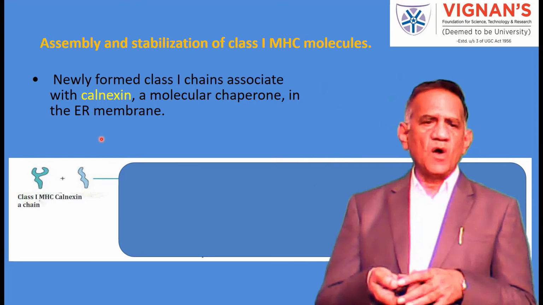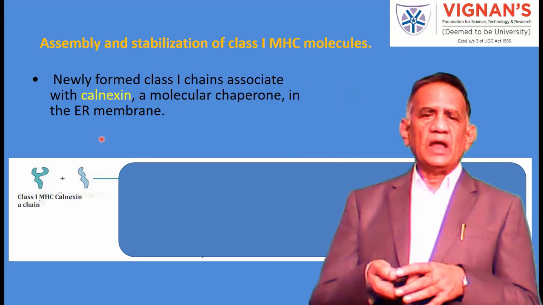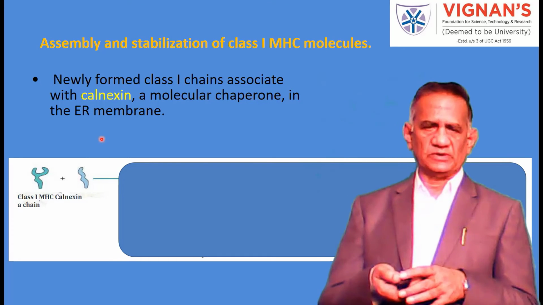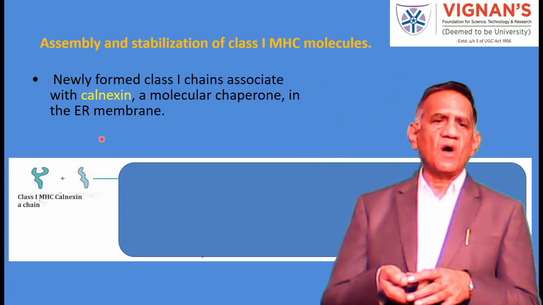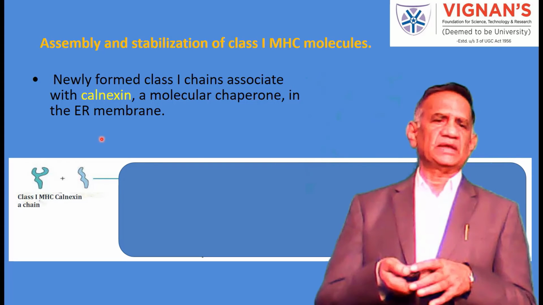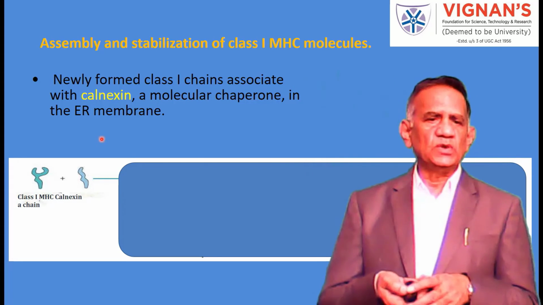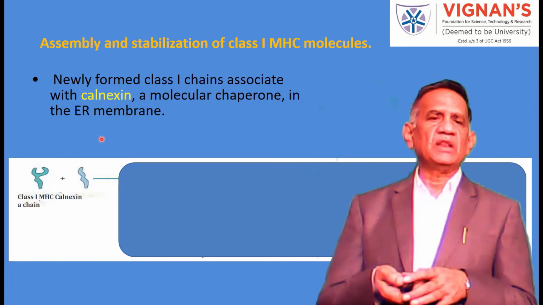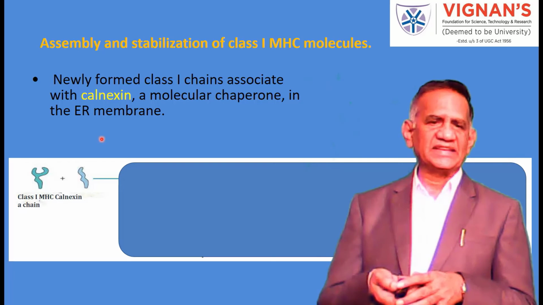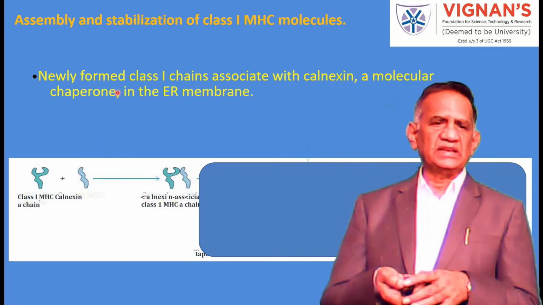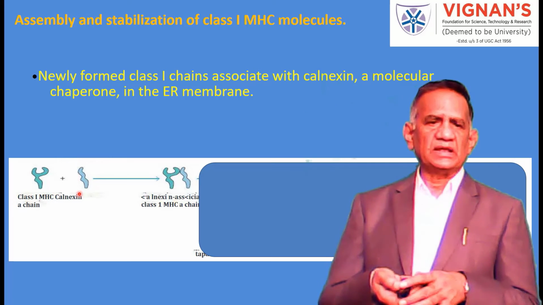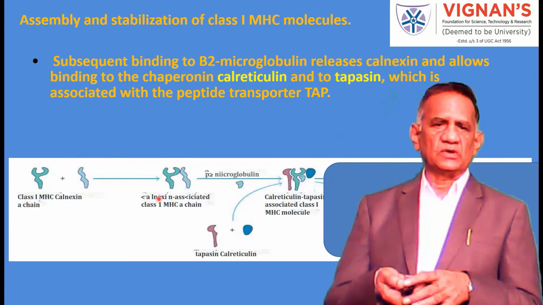A newly born MHC molecule, like that. Now let us see the assembly and stabilization of the class 1 MHC molecule. Like a newly born baby, how the mother is protecting. Like that, a newly formed MHC class 1 needs to be protected with molecular chaperones called calnexin. So the calnexin keeps bonding to the MHC class 1 molecule.